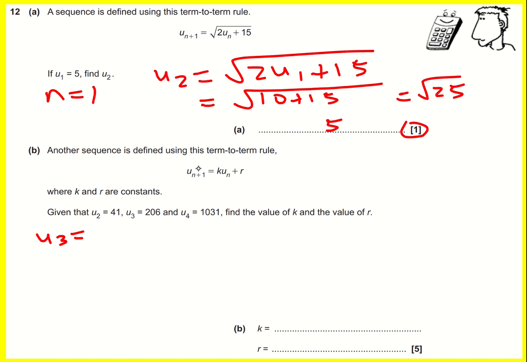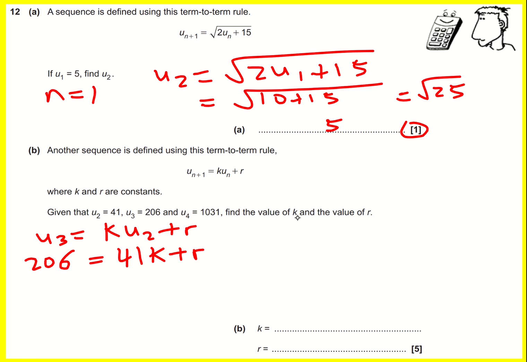So I can write down that u3. I can let n equal 2, and that will mean I've got u3 here, and that will equal k times u2 plus r. Does this help? Yes, it does, because I know what u3 is. It's 206. It's equal to k times 41, which I'm going to write as 41k plus r. So I've created an equation. I've got k and r in it. I don't know what those are, so I'm just going to have to roll with that.